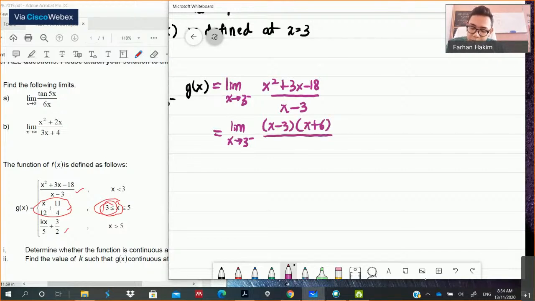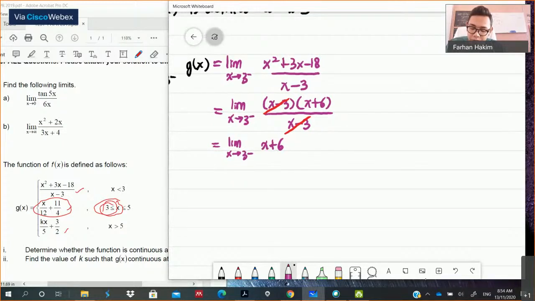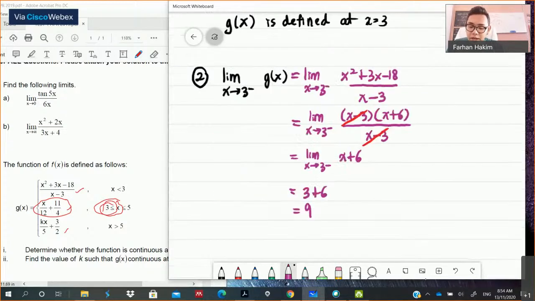So we can cancel this x minus 3 with the x minus 3 in the denominator. We are left with the limit as x approaches 3 from the left of x plus 6. So 3 plus 6 is actually 9.